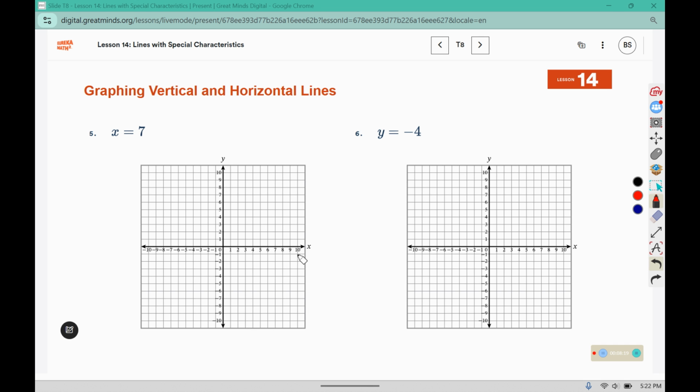Here, x is 7. So anytime we're going to go over to 7 and then up or down, because the x value is always going to be 7. Here, y is -4, so we're going to -4 on the y-axis, and it's always going to be -4, no matter what the x value is.